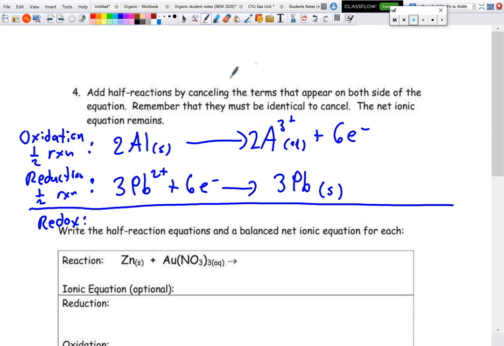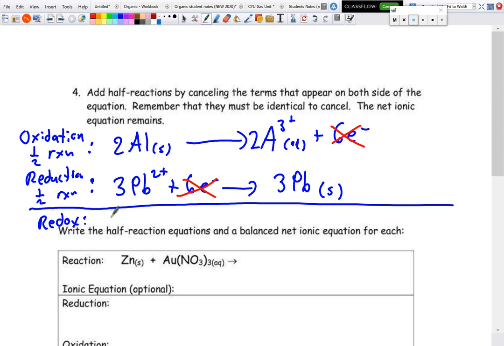So I rewrote the oxidation half reaction and reduction. Now we need to add these together. So once again, it's very similar to Hess's law, in that we need to look at anything that can cancel out. So in this case, we have 6 electrons on our product side in our oxidation half reaction. They're going to cancel out with the 6 electrons in our reduction half reaction, and those are the only things that can cancel out.